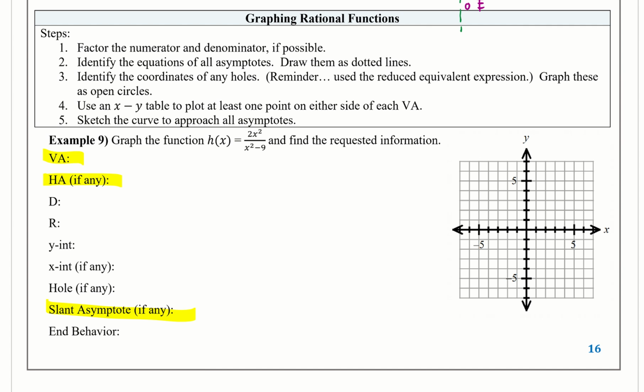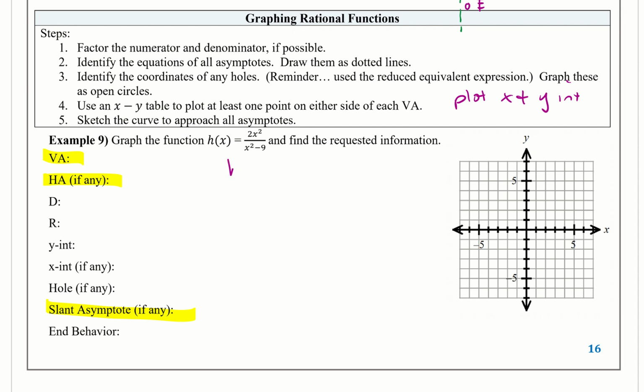You're going to draw them as dotted lines. They're not actually parts of the graph, but they're boundaries that will help you shape your graph. Then we'll look for the coordinates of any holes in the graph, use open circles. We can also, I didn't put this on here, but you could plot any x-intercepts. Those can be helpful as well. And then we can also, if we want, use an XY table to get us a couple more points if we feel like we need it. And then we can sketch the curve, make sure we're bounded and approaching any of those asymptotes.